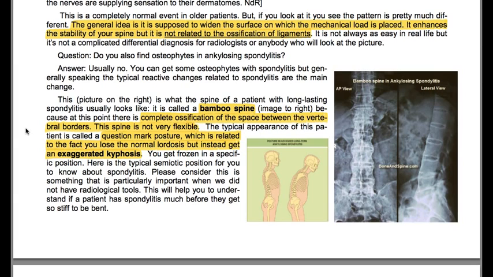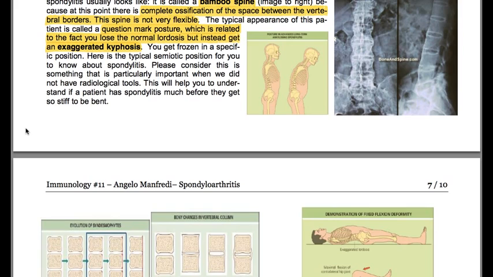The typical appearance of this patient is called a question mark posture, which is related to the fact that you lose the normal lordosis but instead get an exaggerated kyphosis. You get frozen in a specific position. Here is the typical semiotic position for you to know about spondylitis. Please consider this is something that is particularly important when we did not have radiological tools. This will help you to understand if a patient has spondylitis much before they get so stiff to be bent.